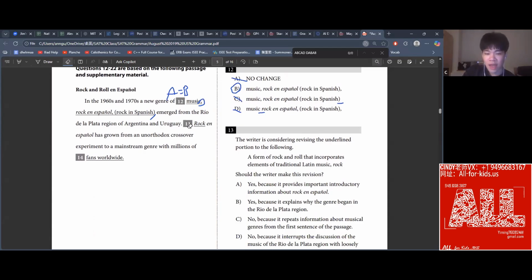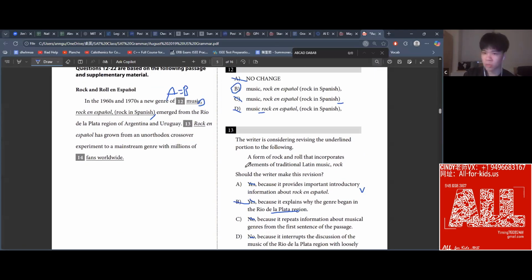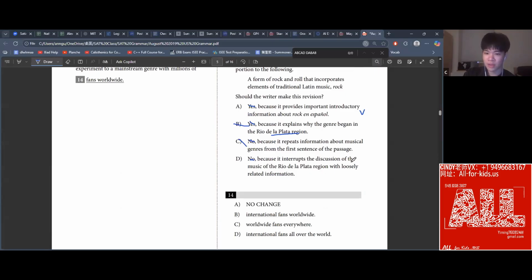The writers are considering revising the underlined portion to the following. Here, they're basically adding a section: a form of rock and roll that incorporates elements of traditional Latin music. And I think innately, once again, we don't have to think about yes, yes, no, and no. We just look at the reasons. It provides important introductory information. Yes. Explains why the genre began in this region. No. Right, there's no mention of the Rio de la Plata region. Repeats information about musical genres in the first sentence. Nope. Interrupts the discussion with loosely related information. No. So the answer is A.